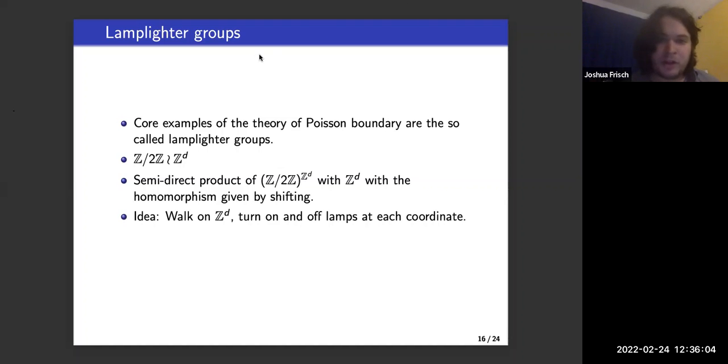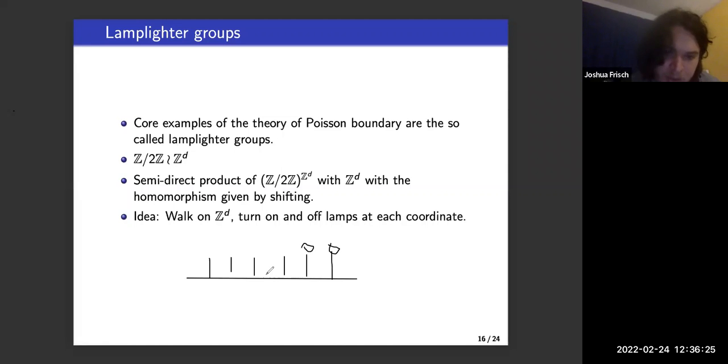Let me see if I can draw a little picture here. I'm not such a great artist, but we have a bunch of lamps here, and we have a walker. And the walker is just going to go left and right, forwards and backwards, and at every step, he can either turn on or turn off the lamp. Right? So the lamp can either be on or off.